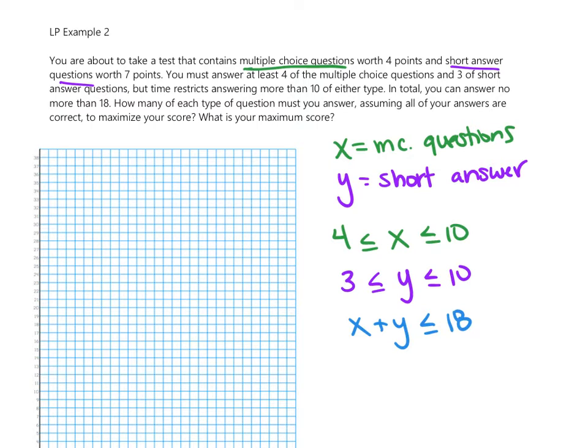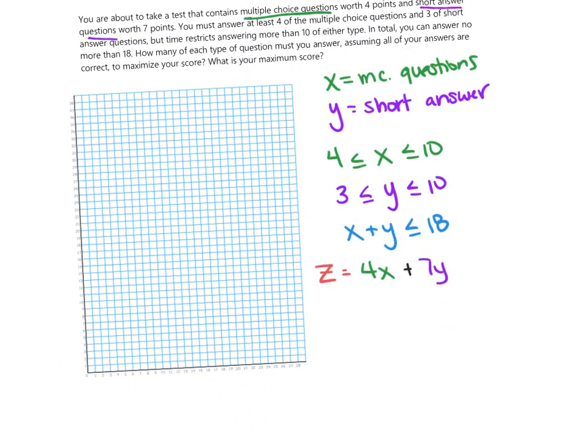Now, to create the profit function Z here, or in this case, the total maximum score you can get, you want to maximize it. We know that Z is equal to 4X, since you get 4 points for every multiple choice question, plus 7Y, since you get 7 points for every short answer question. And we want to maximize this.